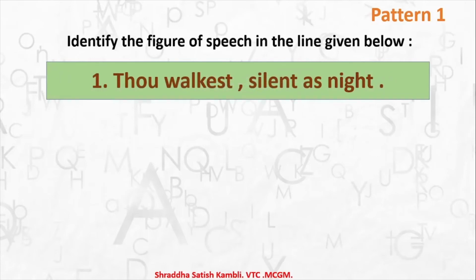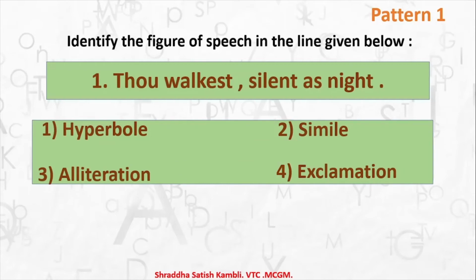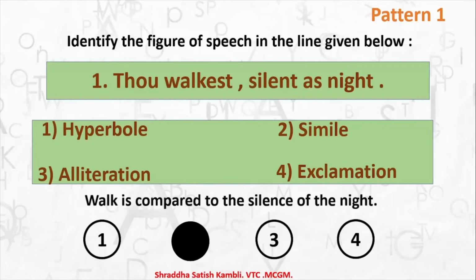Thou walkest silent as night. Okay, so which is the figure of speech here? Is it 1 hyperbole? Is it 2 simile? 3 alliteration? Or 4 exclamation? So which is the figure of speech here? Yes, it is the second one, simile. Why? Because the word as is used in order to compare the walk to the silence of the night. So walk is compared to the silence of the night using the word as.